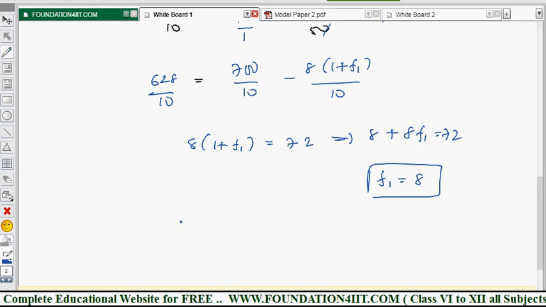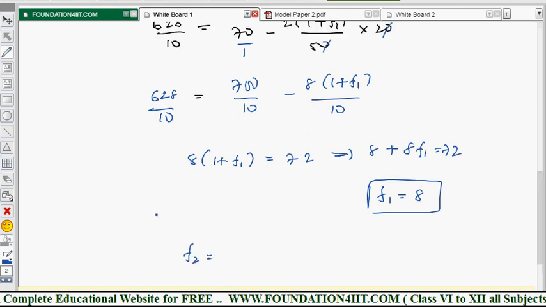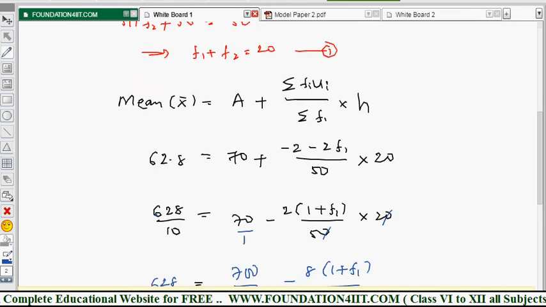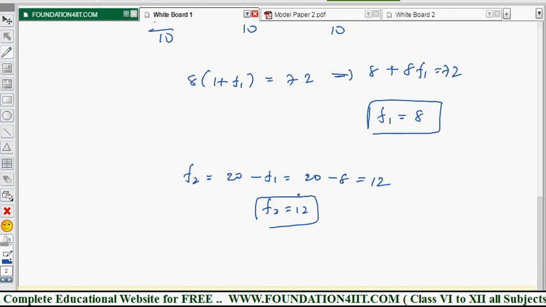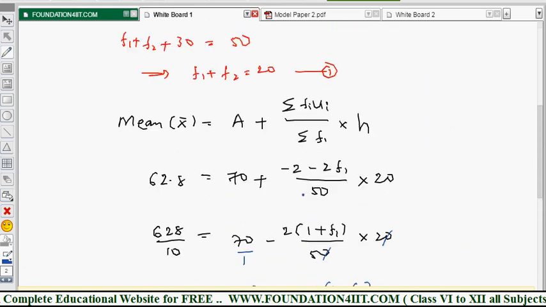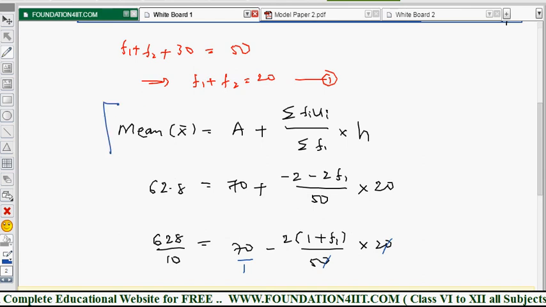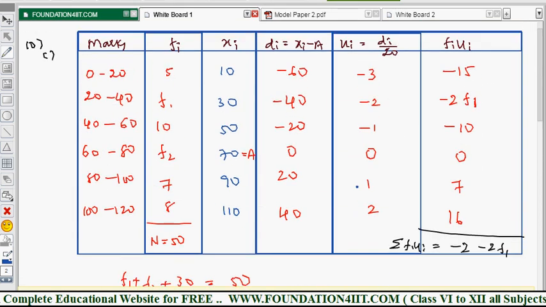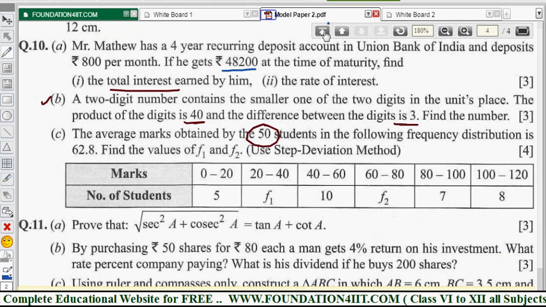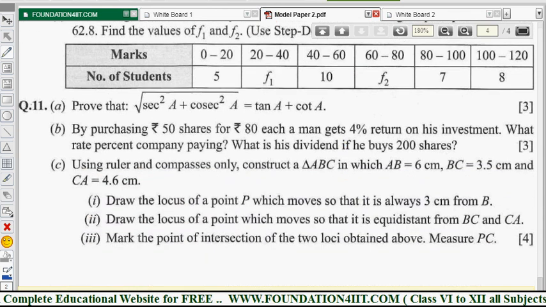Now that we know f1, we can find the f2 value. In the first equation, f1 plus f2 is 20. So f2 is 20 minus f1. So 20 minus 8 is 12. So f2 is equal to 12 and f1 is 8. Only the calculation should be done carefully. So this is the method. We need to remember the main formula and the table, and which columns you need to take. This is the problem of finding the mean when some frequency values are missing. Now let us see the 11th question and solve these problems.